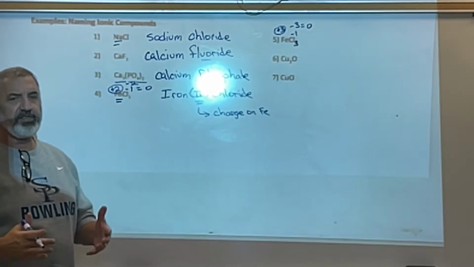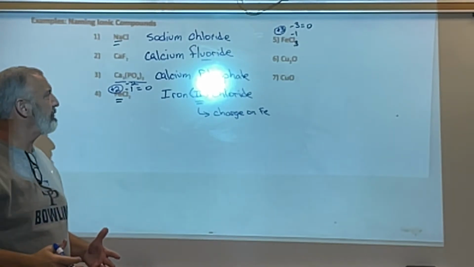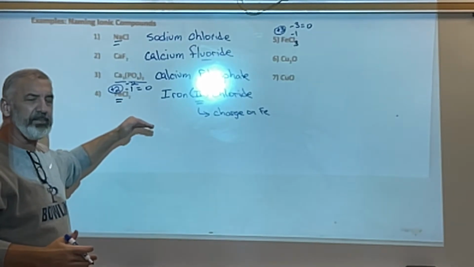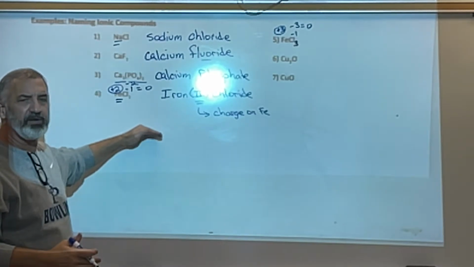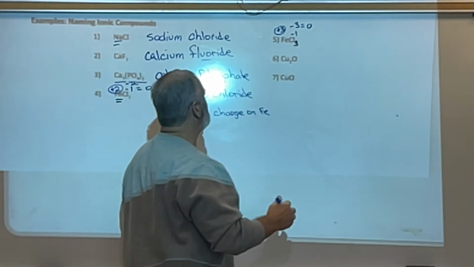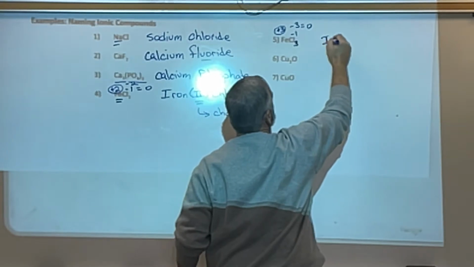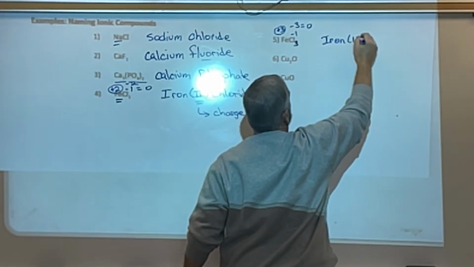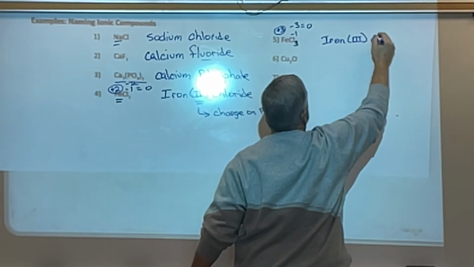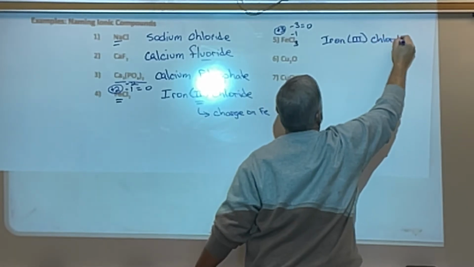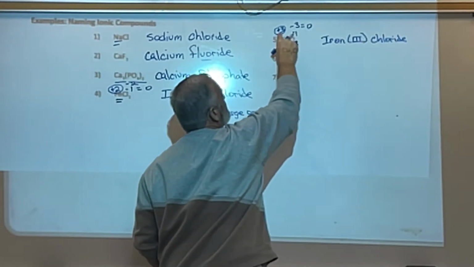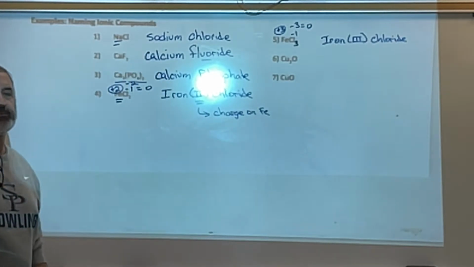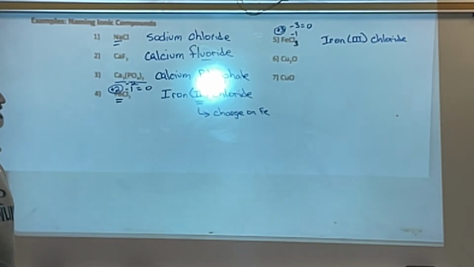So hopefully you're thinking through what the name would be. Because the positive ion is a metal with more than one oxidation state, I have to include Roman numerals. So I'll say iron 3 chloride. Again, the 3 tells me the charge on the iron.